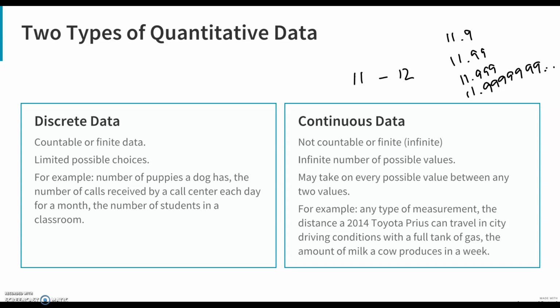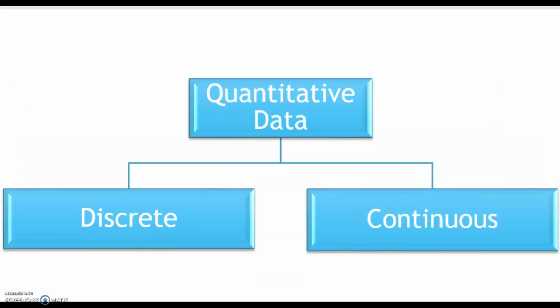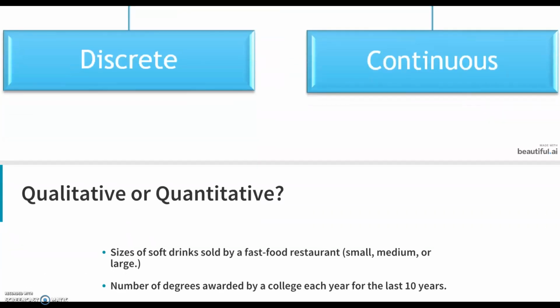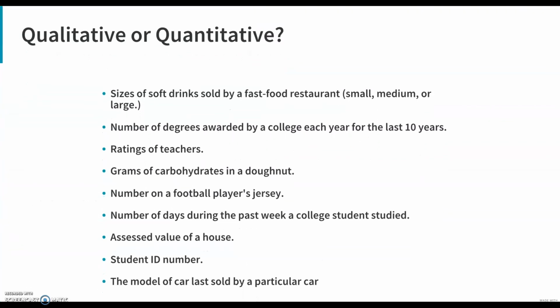So basically, if there's any type of measurement, you can go right ahead and say, okay, well, that's going to be continuous. Since it's continuous, that is quantitative data. Because quantitative data will break down to discrete or continuous, but qualitative data doesn't break down to anything. It's just qualitative. Okay?